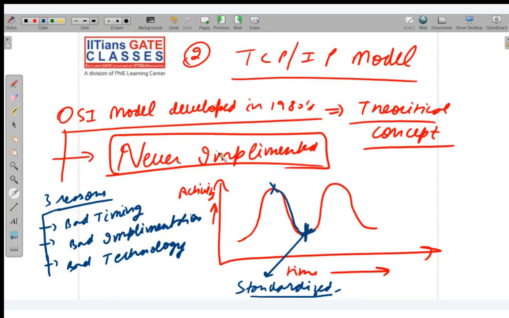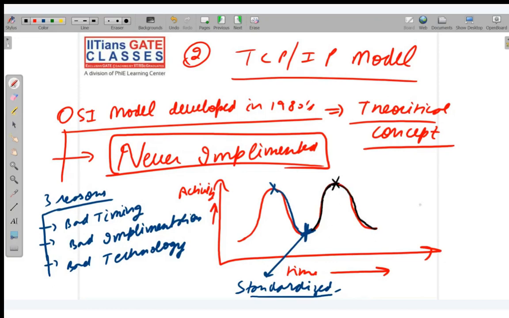Why is activity increasing again? Because now businessmen will come into the picture and they will try to throw money into that new technology because they want profit and all. And slowly that curve will increase, because at this point you can say businessmen are investing lots and lots of money into this technology, and slowly it will decrease. Why? Because profit margins have decreased.